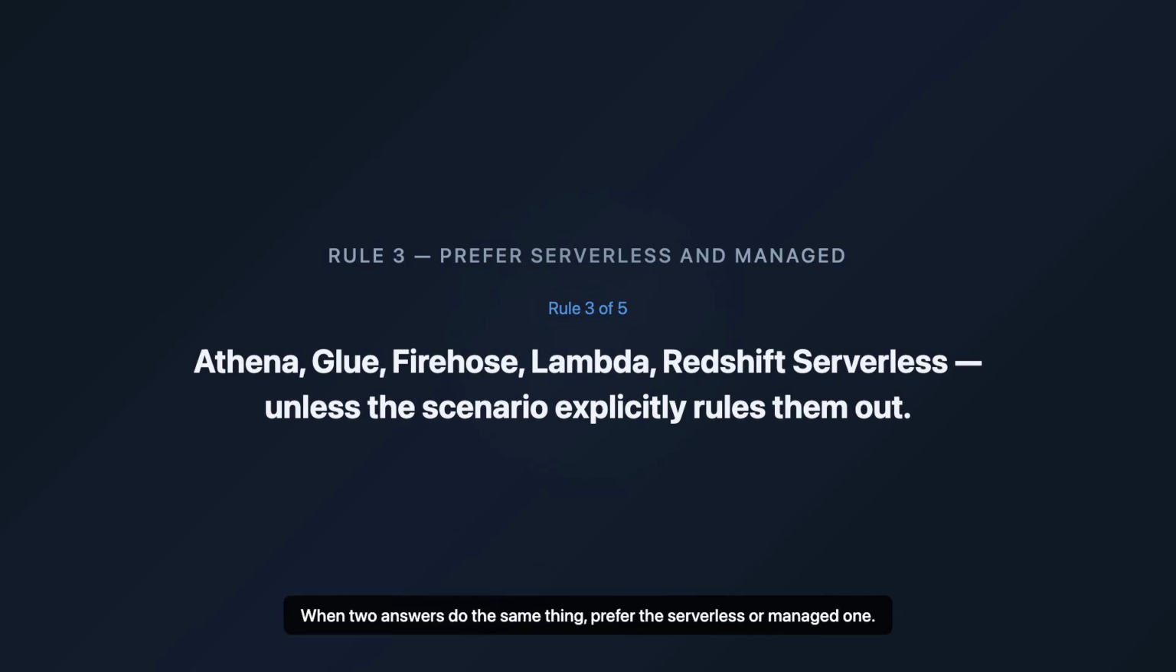Rule 3. When 2 answers do the same thing, prefer the serverless or managed one. Athena over EMR, Glue over self-managed Spark. Firehose over running your own consumer. Lambda over EC2. Redshift Serverless over provisioned. The only time you flip this is when the scenario explicitly rules out serverless, for example, sub-second latency at very high throughput, where Lambda actually breaks down.